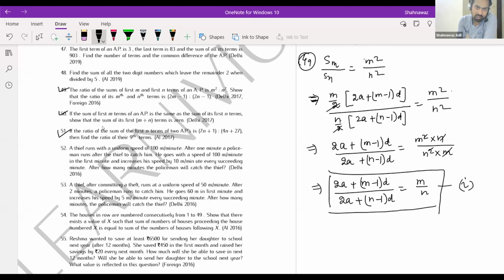And now what is the question? We need to find out the ratio of the mth term. What is the mth term? How can I represent that? A plus m minus n into d. The mth term is this, right? And yes, you are correct, Tejas, and the nth term. So the ratio of these two terms, am by an, we have to prove that this is 2m minus 1 divided by 2n minus 1. So this we need to prove.